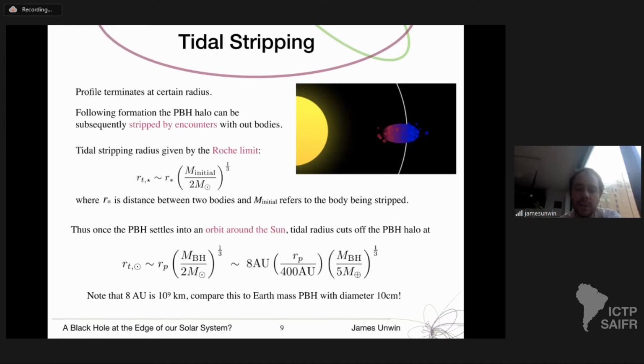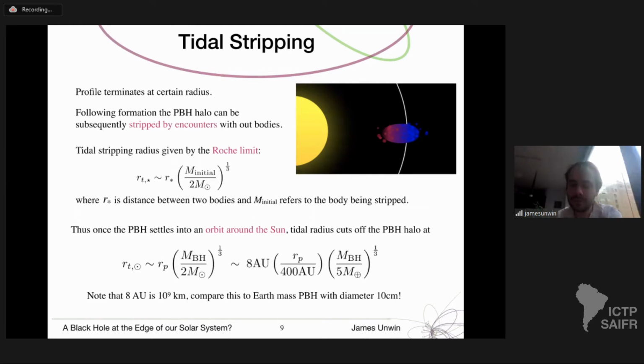And this is a very simple calculation. You can show that if you think that your object lies about 400 AU, 500 AU from the sun, and it has a mass of, say, 5 Earth masses, then the total extent of the halo around this object is about 8 AU. And any dark matter beyond that would simply be taken away by the sun's force and redistributed.